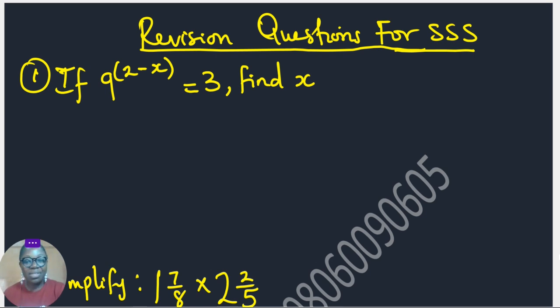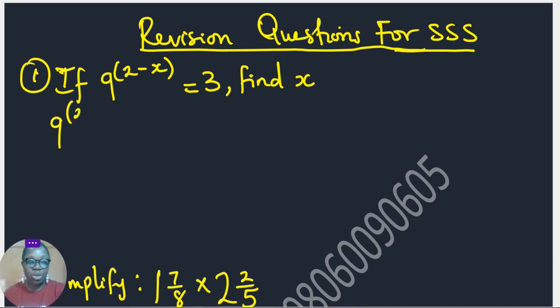Now, we have some questions to solve here, and these are revision past questions that you may come across in your examination. The first one says, if 9 raised to power 2 minus x equals 3, find x. So we are meant to solve, which means we are meant to find the value of the unknown, and the unknown here is x. So I'm going to rewrite the question.